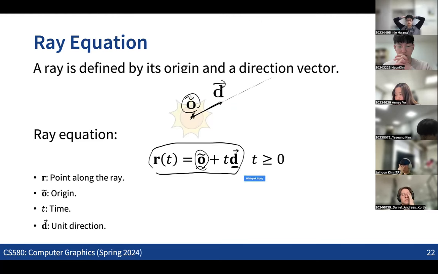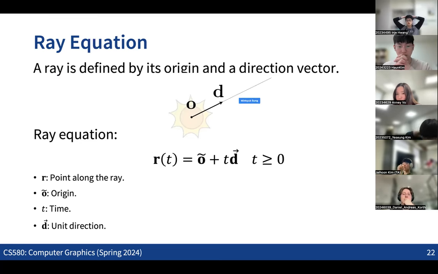For any time t, which is 0 or greater than 0, we can specify the point over the ray, right? We now define this ray equation. So it's a simple example.